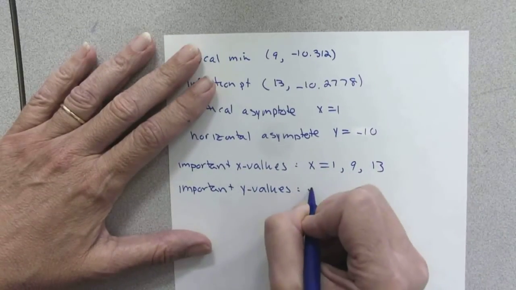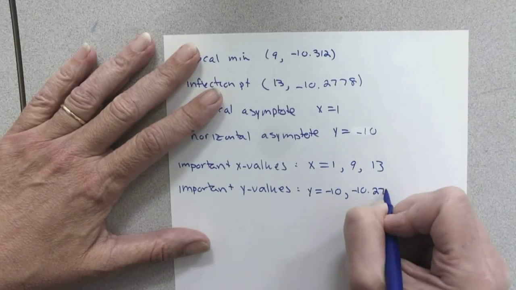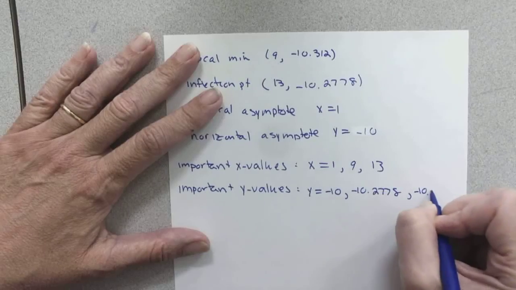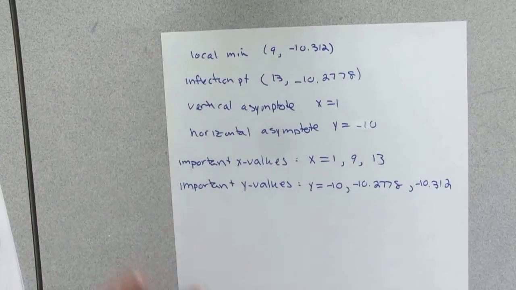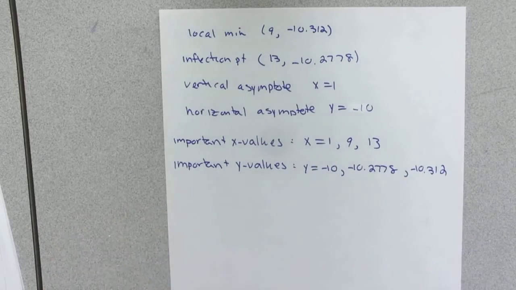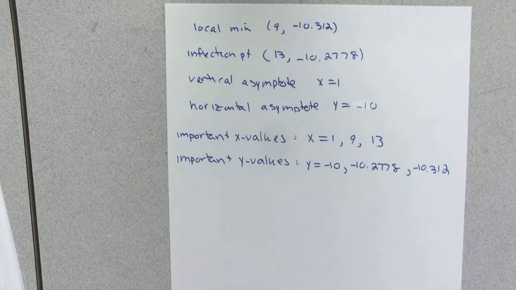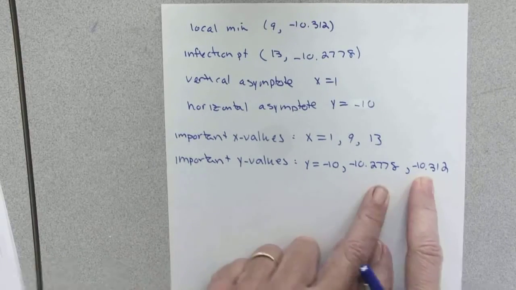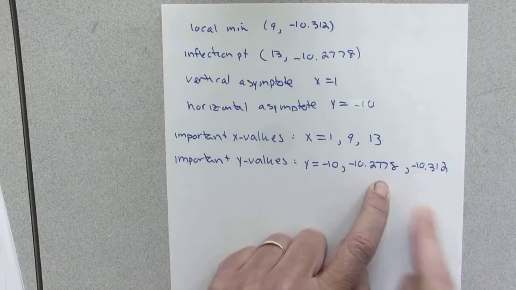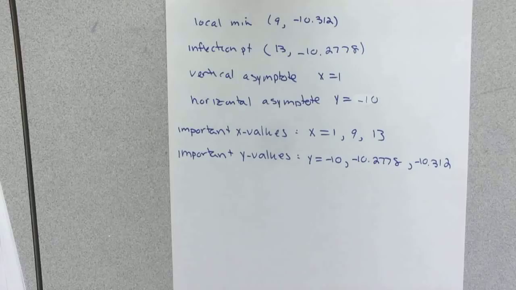Important y values, y equal negative 10, negative 10.2778, negative 10.312. And so what we're going to do on the next video is we're going to think very carefully on how we want to label our x and y axes to represent this information. And so clearly the standard window of going negative 10 to 10 is not going to work because these numbers are smaller than negative 10. So we think very carefully before we draw, and that's what we'll do on the next video.